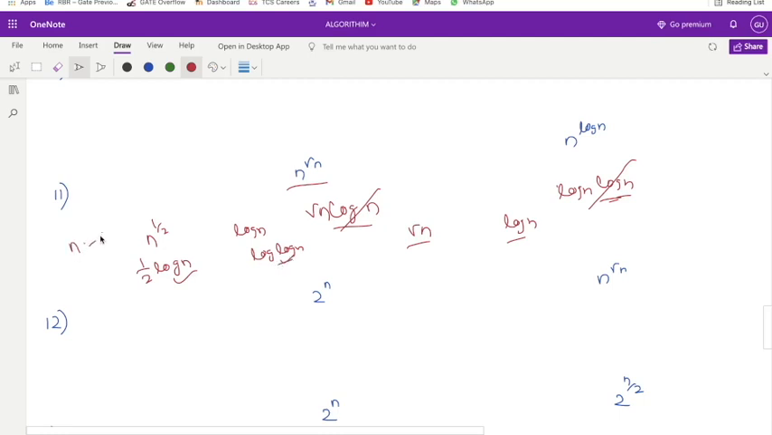Because take one example, 2 power 10. If I take n equals to 2 power 10 and the base is 2, here I am getting log 2 power 10. So here I will be getting 10 by 2, 5, but here I will be getting log 10. Log 10 will be always less than 5. Okay, so this one will be greater than n power log n.